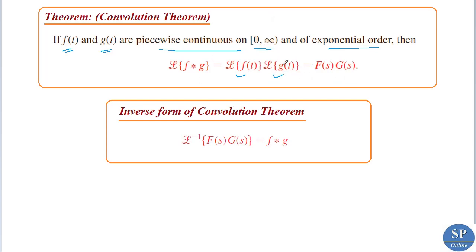That is, if L of f of t equals F of s and L of g of t equals G of s, then the Laplace transform of the convolution f star g is nothing but the product of their individual Laplace transforms. So to find the Laplace transform of the convolution, we need only find the Laplace transform of these two functions individually and just multiply them. Now the inverse form of the convolution theorem is this. Because we have L of f star g equal to F of s into G of s, therefore L inverse of F of s into G of s is equal to f star g. So this form can be used to find inverse Laplace transforms of a product of two functions.